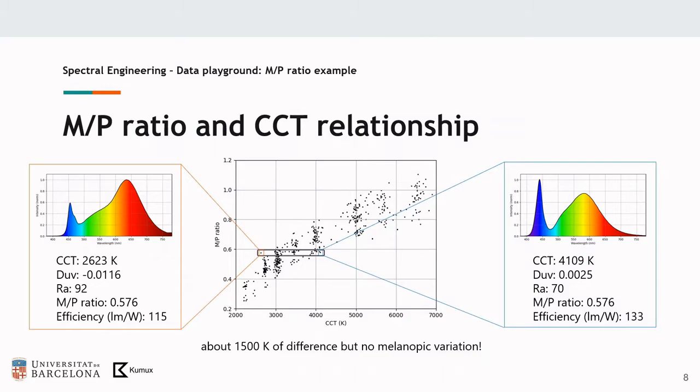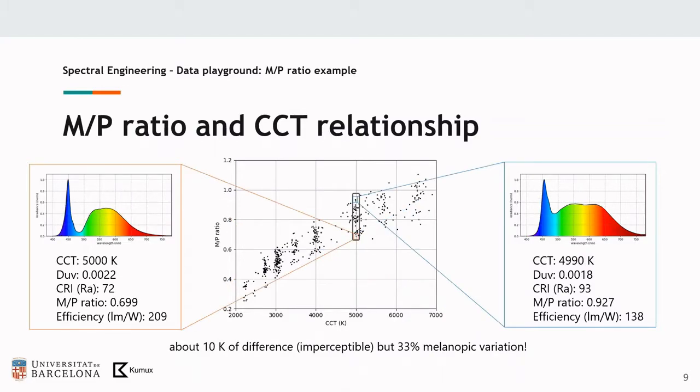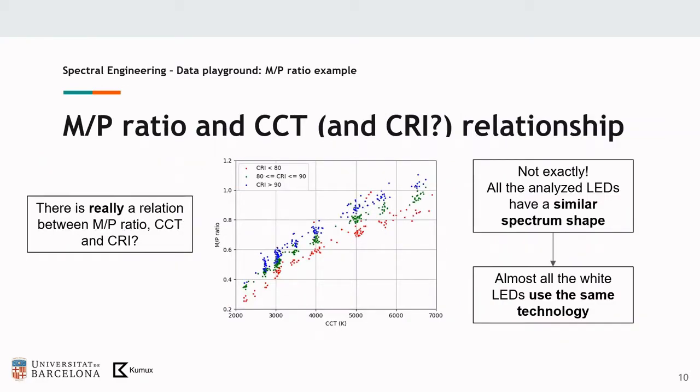Remember that the maximum of the melanopic spectral efficiency is situated at 490 nanometers, so the amount of radiation around this value is crucial when calculating this parameter. Another interesting example could be this one, 2 LEDs with practically identical CCTs but with a huge variation of the MP ratio. And what happens if we add the CRI as a new variable in this chart?